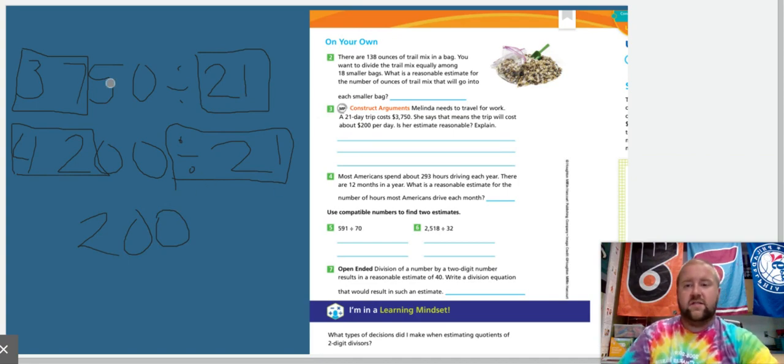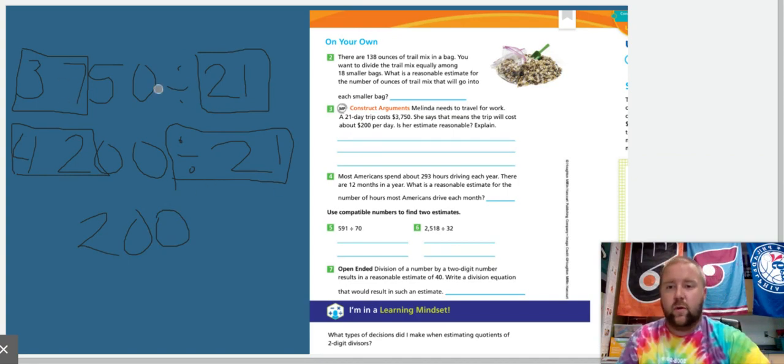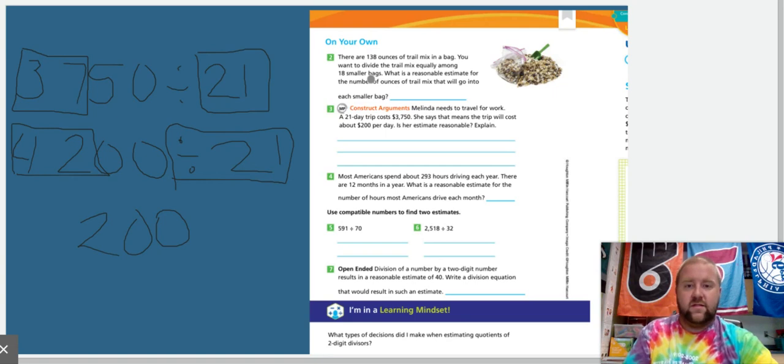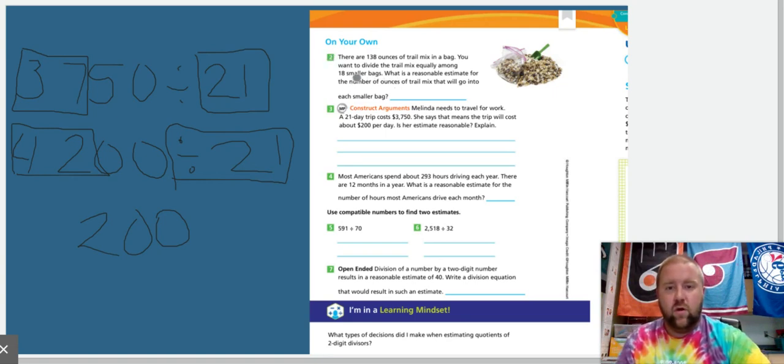So in this example, they weren't super close to each other, so we weren't able just to change them. We kept our divisor the same, and we just changed our dividend here to get something close to 37 that could be divided by 21. All right. So if we wanted to do a similar example for number 2, it would be 138 divided by 18.